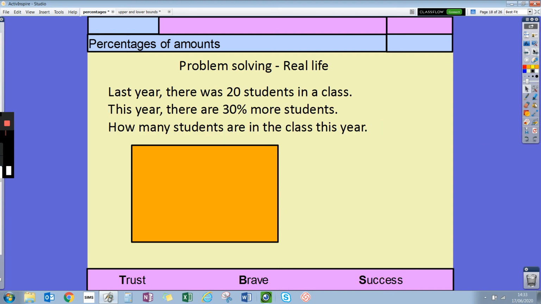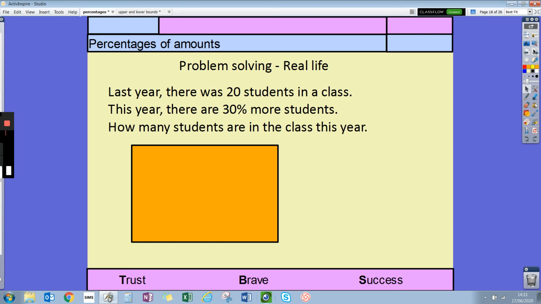We've then got a slightly different question. Last year there were 20 students in a class. This year there are 30% more students. It's more, so think about what more means. More than means add on, so we're going to add on at the end. How many more students are in the class this year?